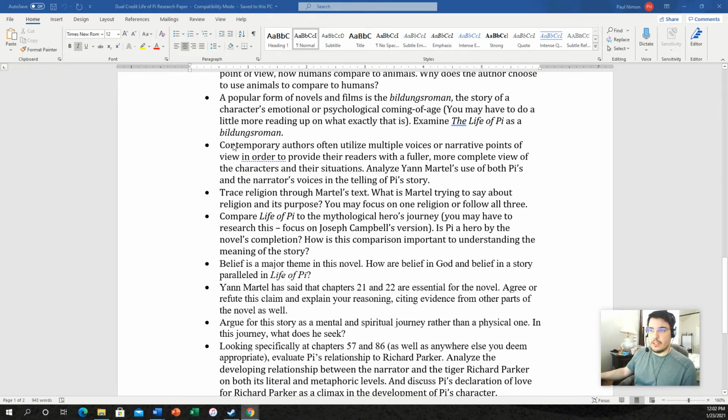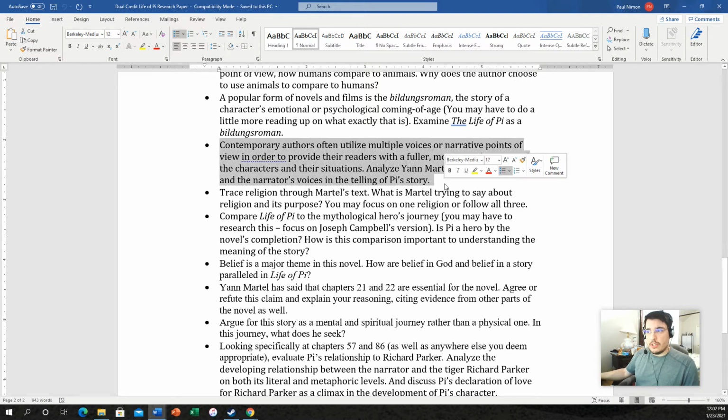this next one. The interesting thing about Life of Pi that makes it kind of confusing for some people is that there are different voices in the story. So you have the author, Yann Martel. The author is giving you his own impression of what he thinks about life and about religion and about philosophy and about all of these different things.